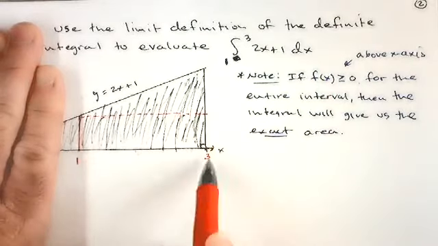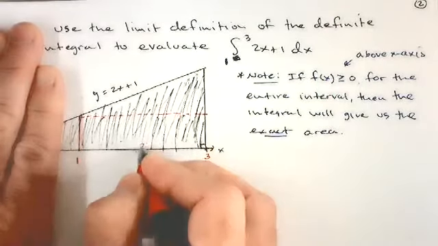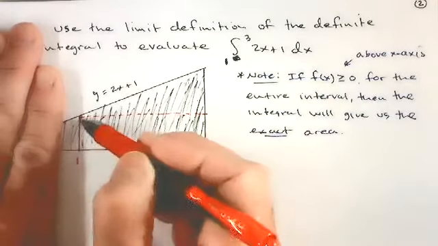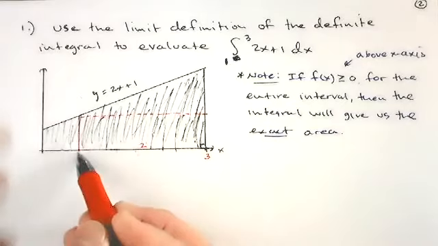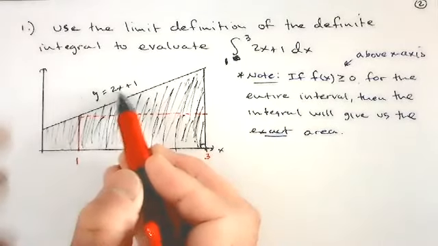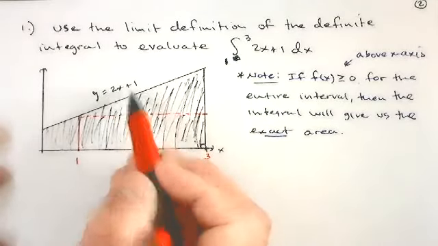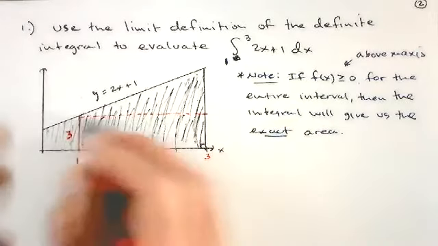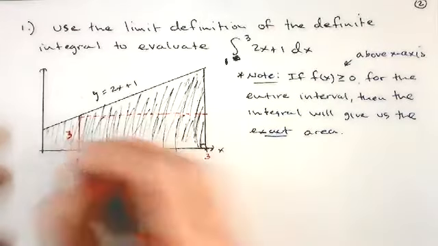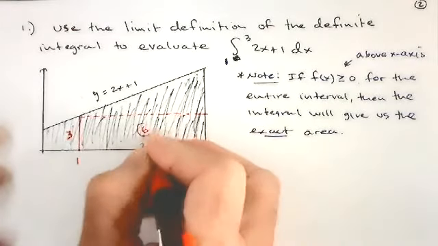This length right here from 3 to 1, I know that distance is 2. I need to know this height right here. And to find that height, I could just plug 1 in for x, right? 2 times 1 plus 1 gives me 3. So the area of just this rectangle right here, 3 times 2, I know that is 6.